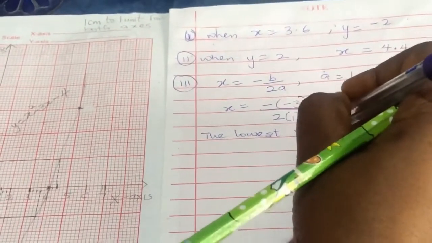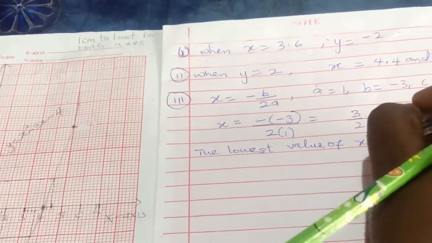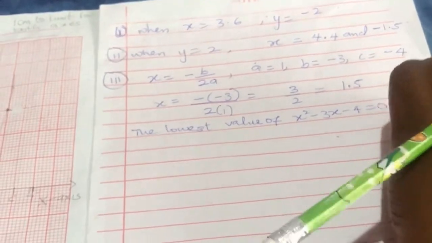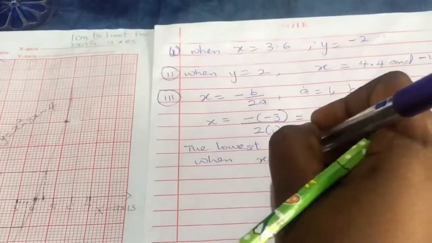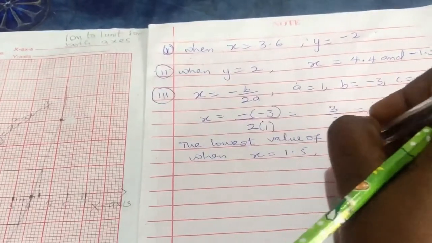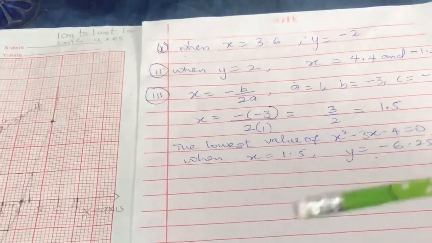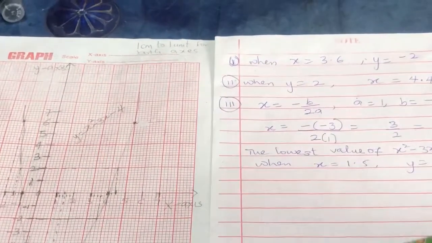So you can just say that the lowest value of x squared minus 3x minus 4 is equal to 0 is when x is equal to 1.5 and y is equal to minus 6.25. And the corresponding value of x, so we have done that one.